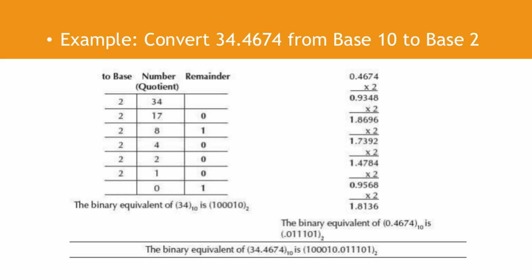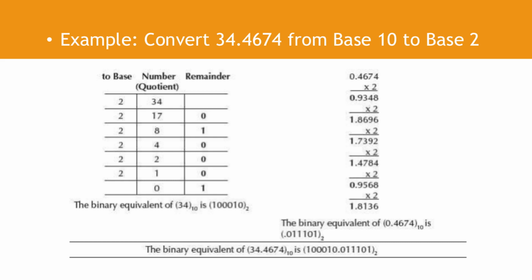Therefore, the binary number for 34 to base 2 is 1, 0, 0, 0, 1, 0. So always you take from the bottom going up. Then changing the decimal part to binary digits, using 0.4674, what do we have?